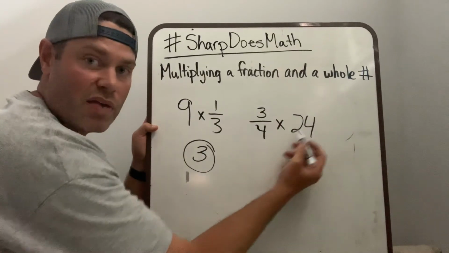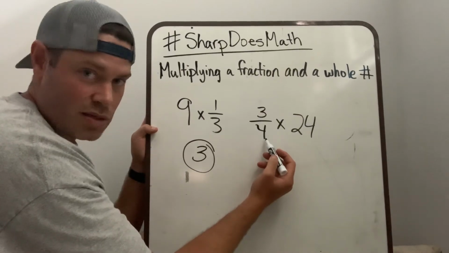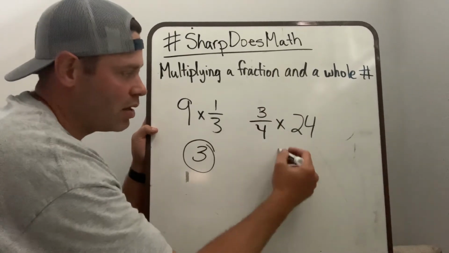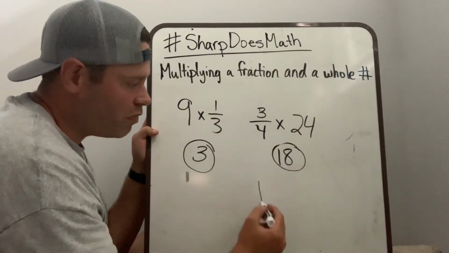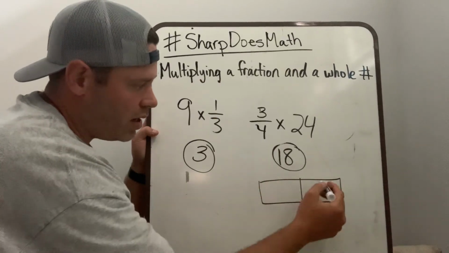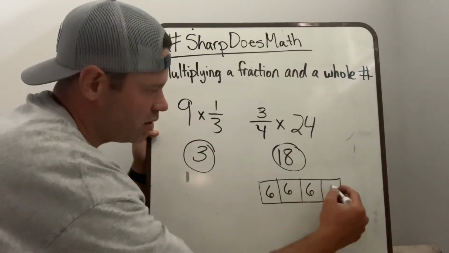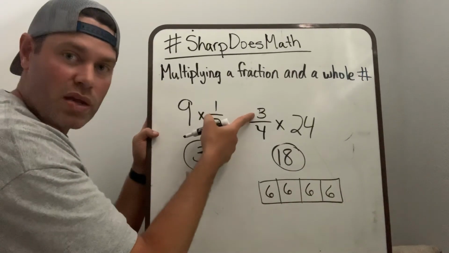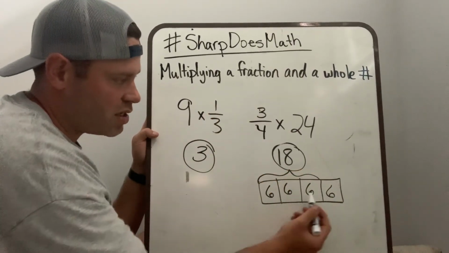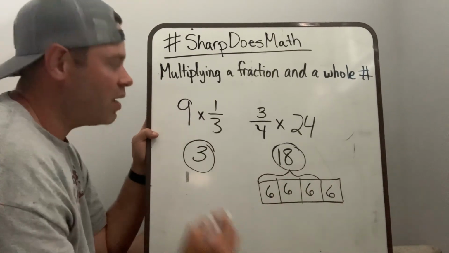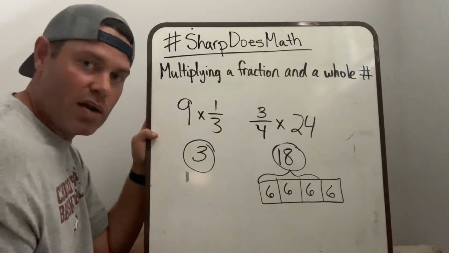Here, I'm going to divide first now. 24 divided by 4 is 6. 6 times 3 is 18. 3/4. If you took 24 and we cut it into fourths, so 24 divided by 4, that's 6, 6, 6, 6. And you had 3 of them. 6 plus 6 plus 6, there's your 18. So multiply by the numerator, divide by the denominator, and you will have your answer.